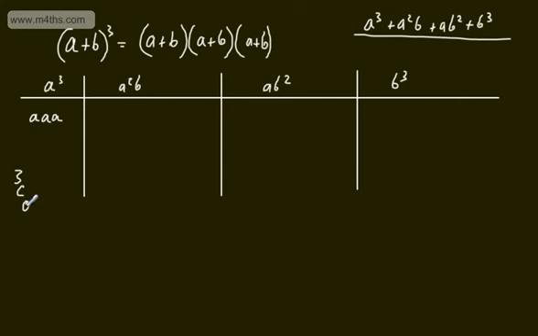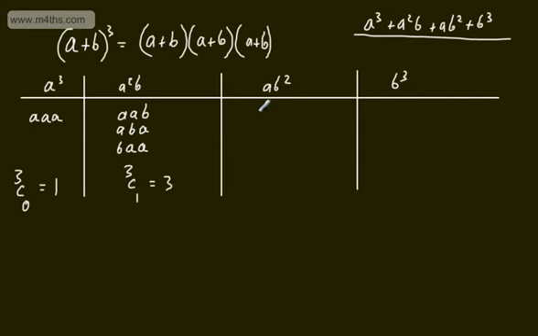Now let's look at the different ways that we can make a squared b. So if I took a from the first bracket, a from the second bracket, and b from the third bracket, that's going to do it. A from the first, b from the second, a from the third; b from the first, a from the second, a from the third. We can see now that this will give us 3C1. It's asking me how many different ways can I choose 1 b from these 3 brackets. So we can see that's going to be 3.